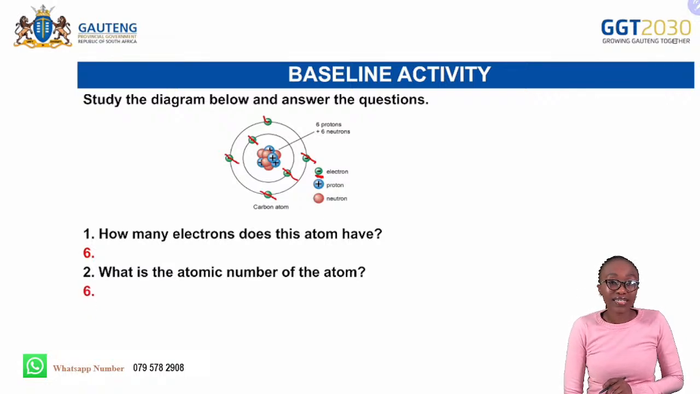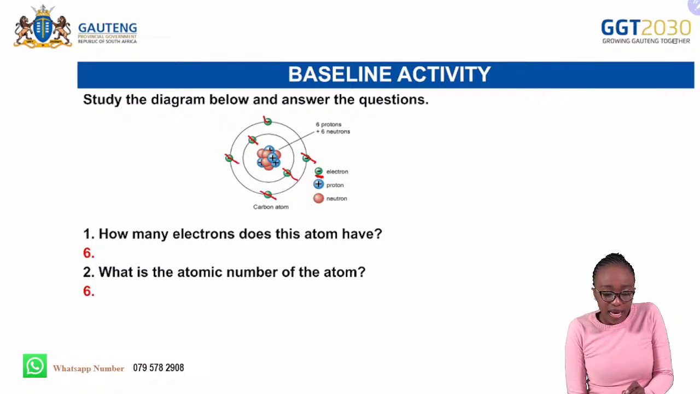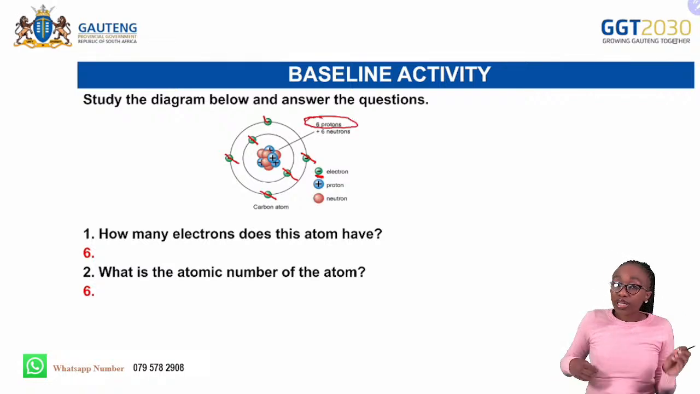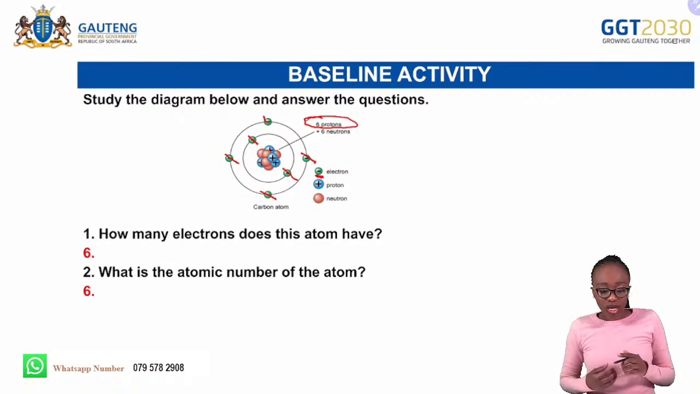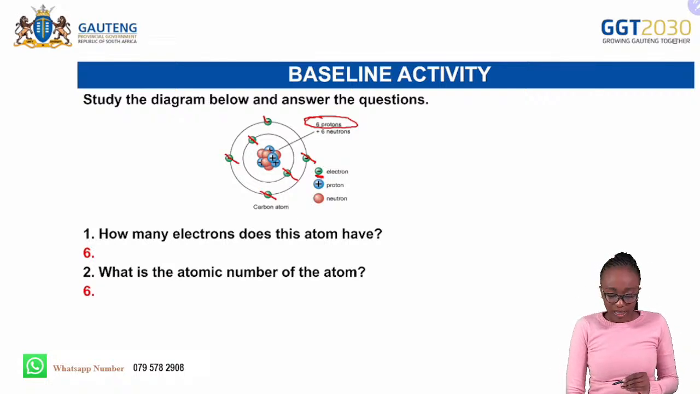Why am I saying 6? Do you remember from the previous term when we were defining atomic number? The atomic number represents the number of protons that are in the nucleus of that particular atom. And here we have our key. We have 6 protons. So the atomic number is the number of protons. So this is why the atomic number is 6.